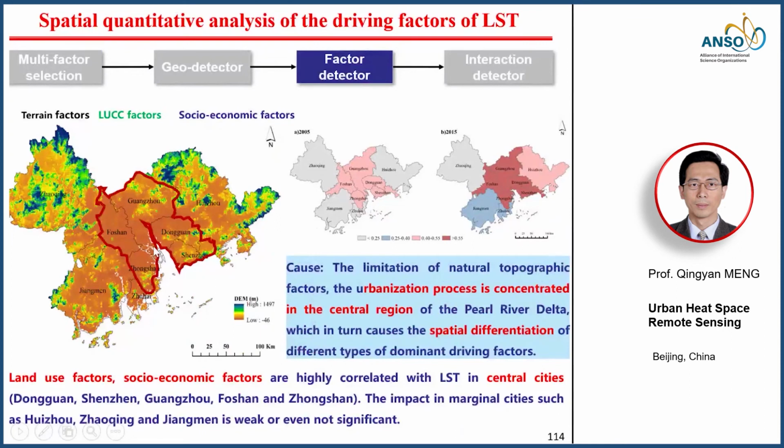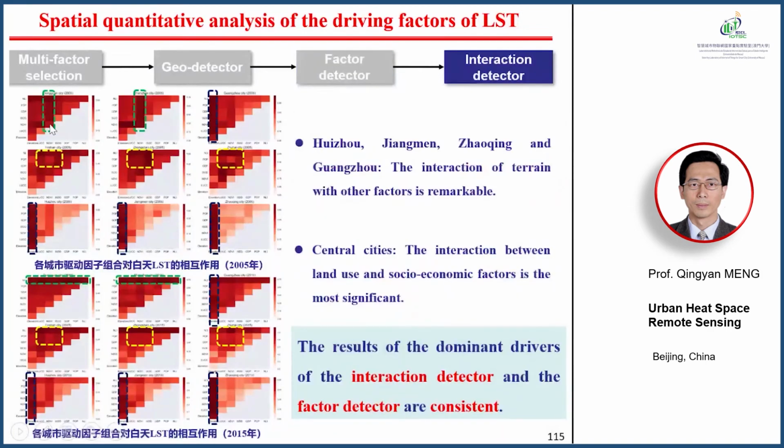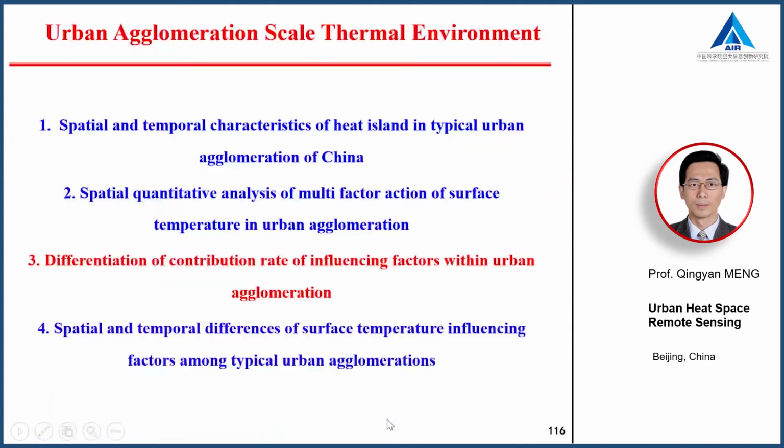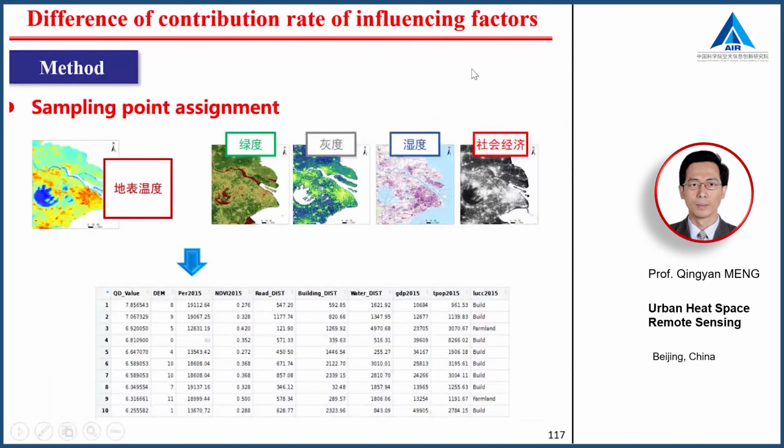And the reason is the limitation of the natural topographic factors: the urbanization process is concentrated in the central region of the Pearl River Delta, which in turn causes the spatial differences of the different types of the dominant driving factors. Also, we study the interaction detector in the different cities, and the results of the dominant drivers of the interaction detector and the factor detector are consistent. Then what is the difference in the contribution rate of the influencing factors?